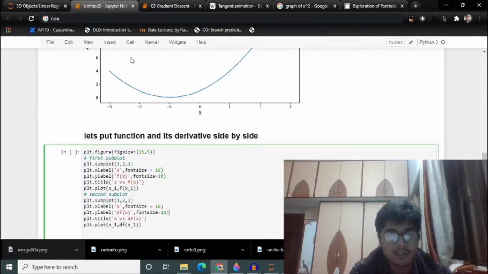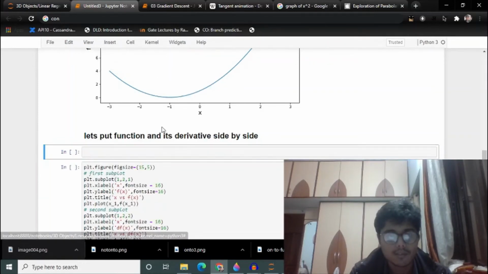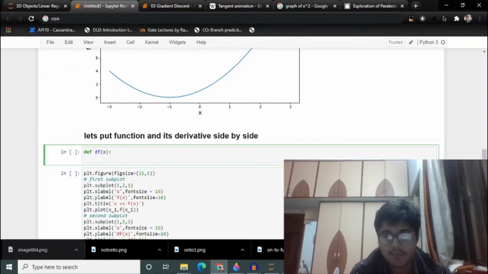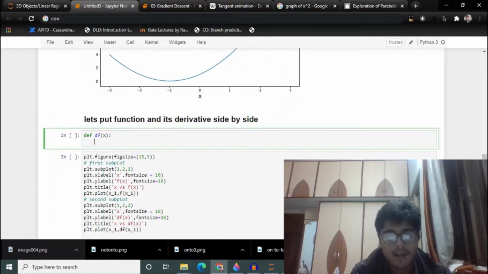So let's go to the cell above, guys. This will be a very short video, guys. I will just put this function side by side. So let me define the function. def d of f of x. What was our function? By the power rule we can take its derivative. The derivative will be 2x plus 2, guys. So return 2x plus 2. Believe me that this is the derivative, because I have used the power rule.